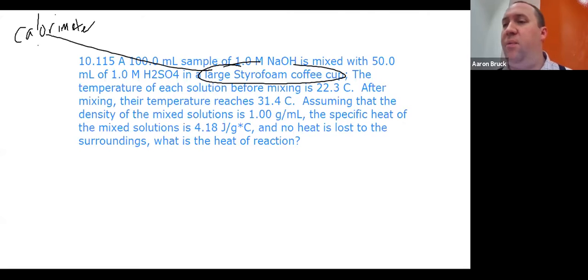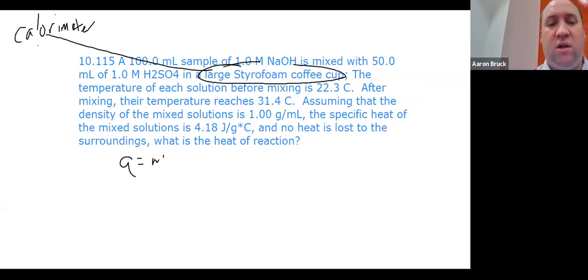Okay, so there's a lot to unpack here. First of all, we've got a little bit of good fortune in the sense that the temperature of each solution is the same at the start. Why is that important? Because when we're calculating this heat change, if they were at different temperatures at the start, I would have to do a heat calculation for each one of the components.